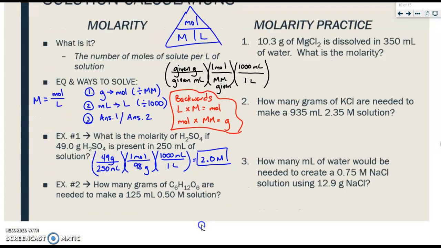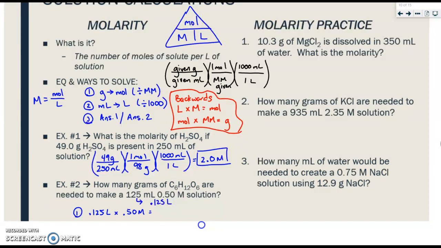The second problem is a backwards problem. You would know it's a backwards problem because it's asking for grams. You have to first convert your milliliters to liters. So we'll do that by dividing by 1,000 and moving our decimal 3 places. And then I follow the 2 steps. So step 1, I take my liters times my given molarity of 0.5.